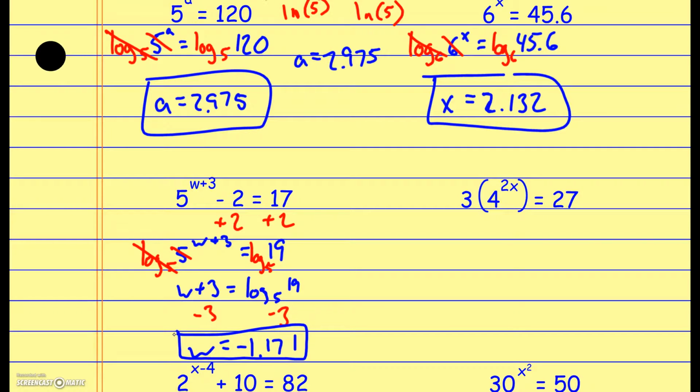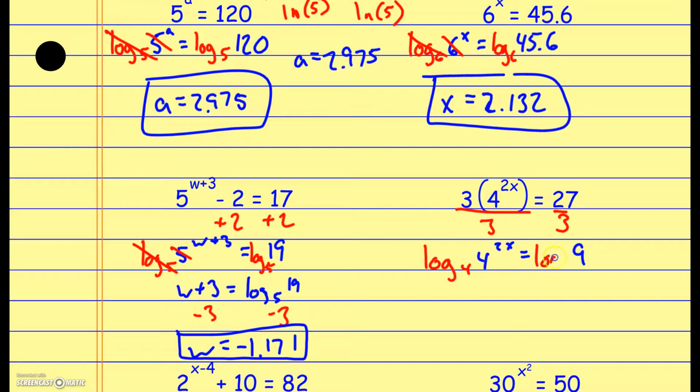Okay. If I look at the next one, again, the exponential part is not by itself, so I got to get it by itself. I'm going to divide each side by the 3. So now I get the exponential part by itself. This equals 9. To undo 4 raised to a power, I have to do log base 4.